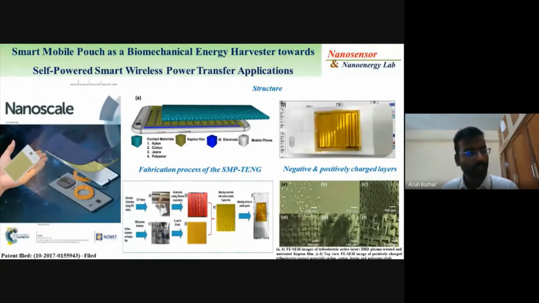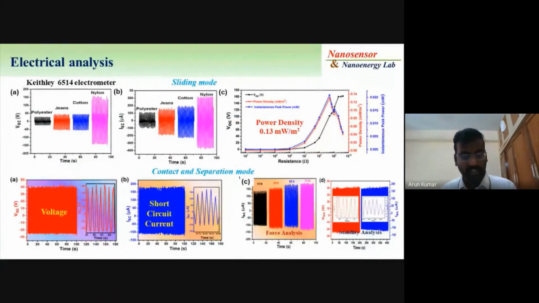It came as a front cover page also, and we filed a patent for this one. And see here, for this experiment, I used a K36514 electrometer. Here, the device impedance is around 2 tera. So at this point, you see that the output is increased up to 150 ohms. Right? So what happened? You get a better performance when you use a perfect electrometer, a perfect instrument to measure the device.